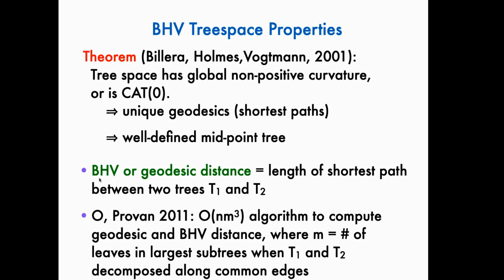The BHV distance, or geodesic distance, is just the length of that geodesic or shortest path. With Scott Provan, we had shown that you can compute this distance in n, the number of leaves, times m cubed. In biology, you'll often have splits in common between the 2 trees you care about. You can decompose the trees along these common splits, and then m is just the size of the biggest subtree you're left with, where there aren't common splits anymore. Basically, if you have completely random trees, this becomes n to the 4th, and it's maybe not as good of an algorithm. But if you're working on biological trees, where you expect them to have some relation to each other, then it actually is a pretty reasonable algorithm.